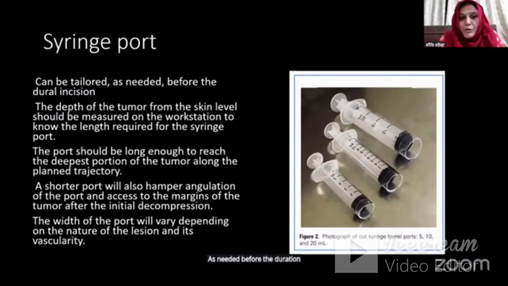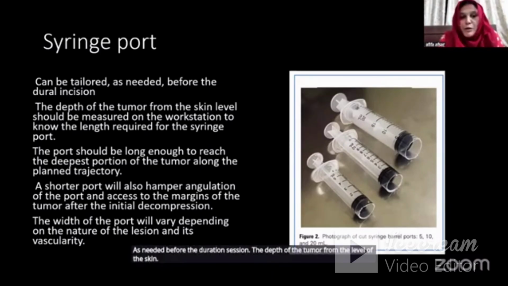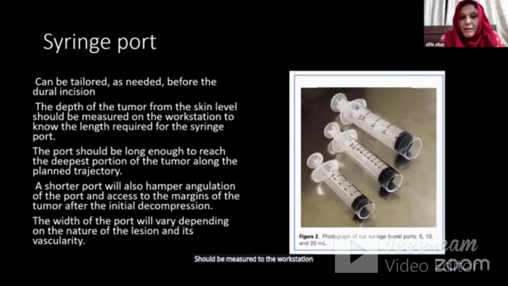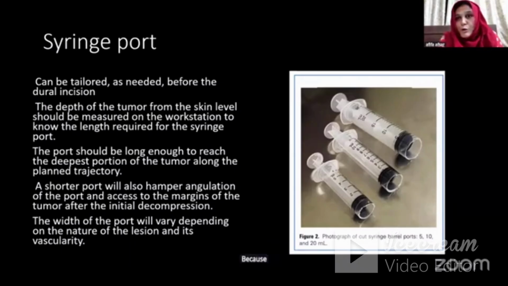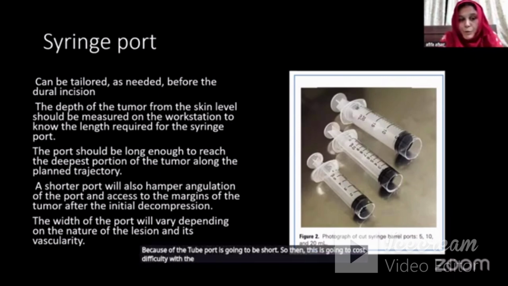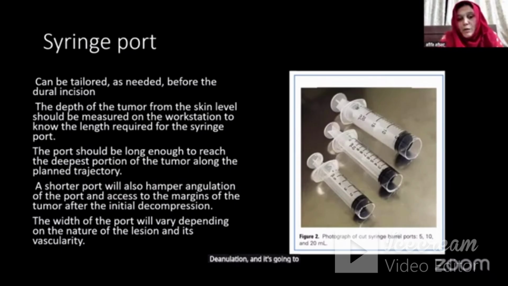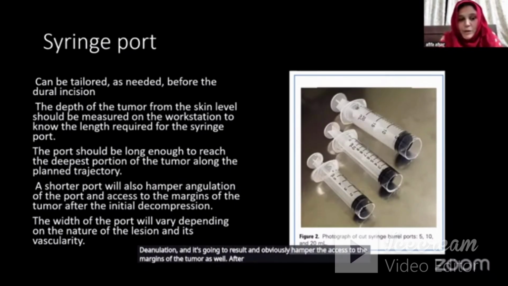The depth of the tumor from the level of the skin should be measured to the workstation to know the length required for the different syringes and for the different lesions. The port should be long enough to reach the deepest portion of the tumor along the planned trajectory, because if the tube port is short, it will cause difficulty with angulation. A shorter port will hamper the angulation and hamper access to the margins of the tumor after the initial decompression has taken place.